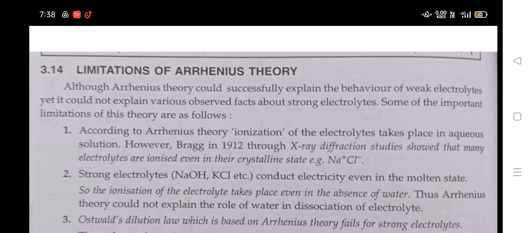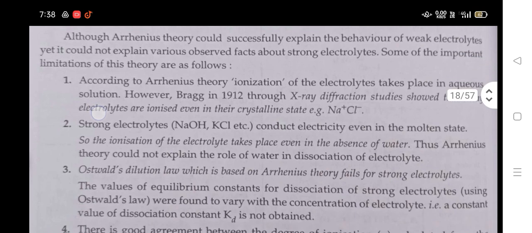Na+, Cl-. Second, strong electrolytes NaOH, KCl, etc. conduct electricity even in the molten state, so the ionization of the electrolyte takes place even in the absence of water. Thus, Arrhenius theory could not explain the role of water in dissociation of electrolytes.